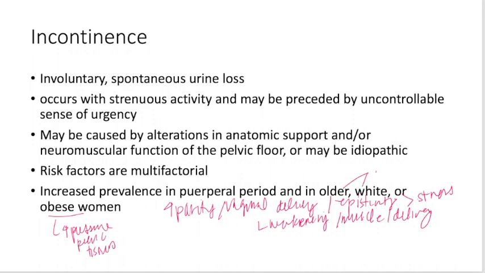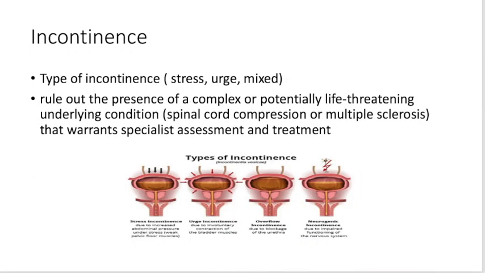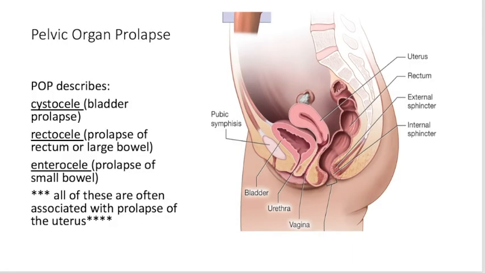In older adults with dementia, this creates a situation where there's an increased incidence of incontinence because they are missing their toileting cues. When we talk about incontinence, we do need to rule out other complex, potentially life-threatening underlying conditions such as spinal cord compression, MS, pelvic organ prolapse. So this would be for your females.